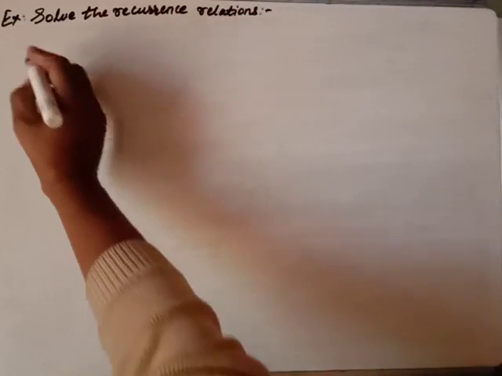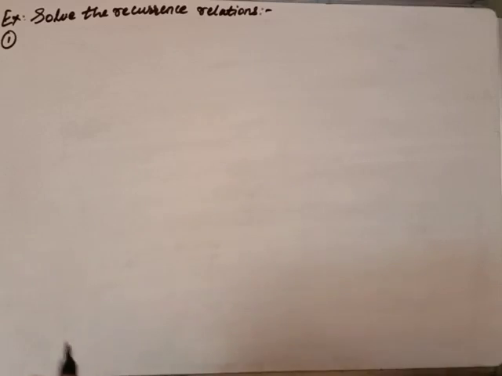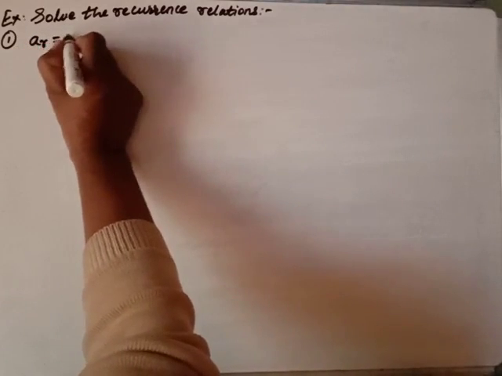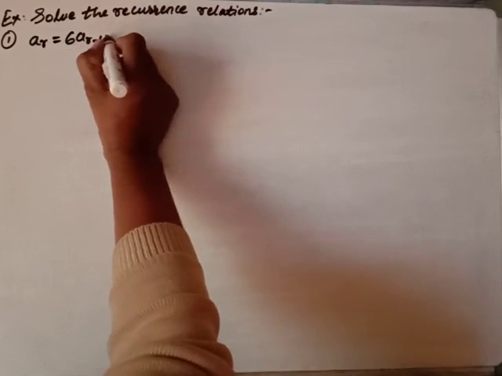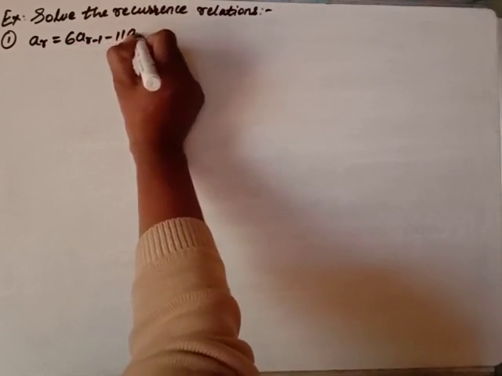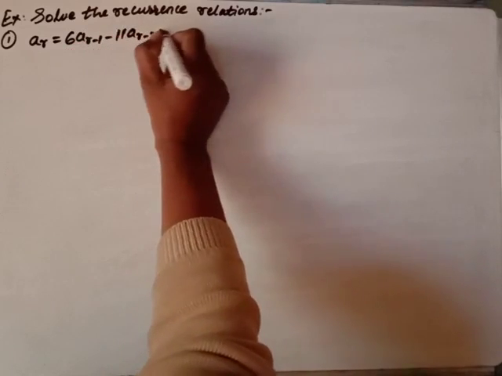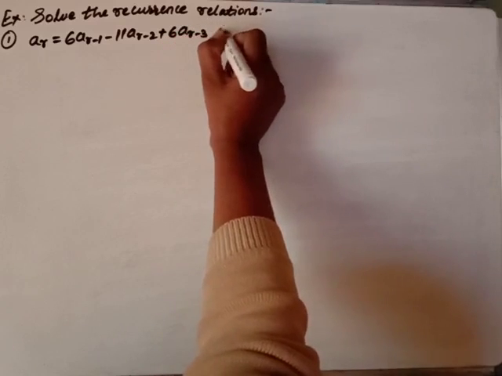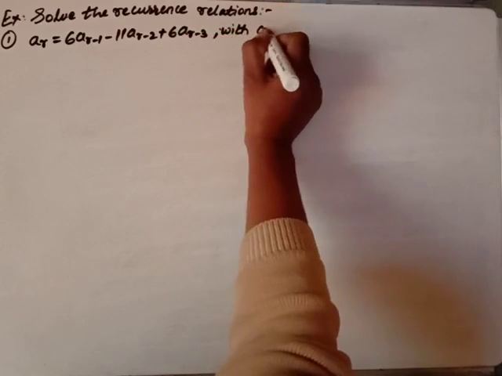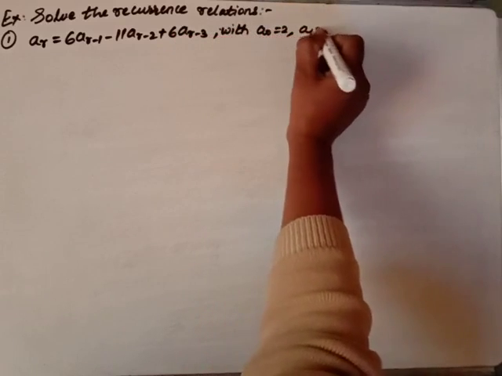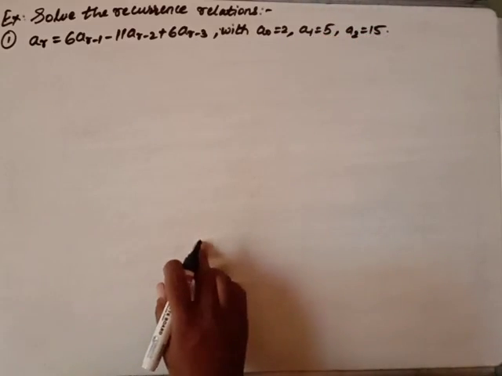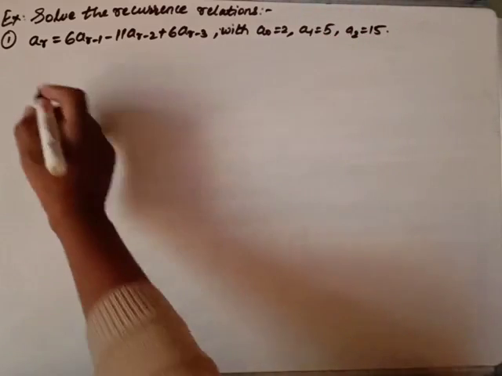Now, the first one I will take. The relation is, suppose, a_r equal to 6 a_{r-1} minus 11 a_{r-2} plus 6 a_{r-3}, with a_0 equal to 2, a_1 equal to 5 and a_2 equal to 15. Okay. Now, solution.